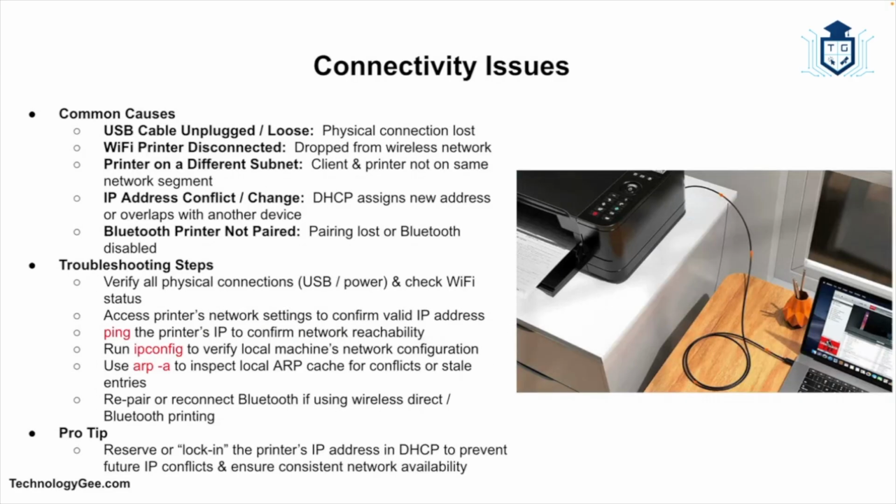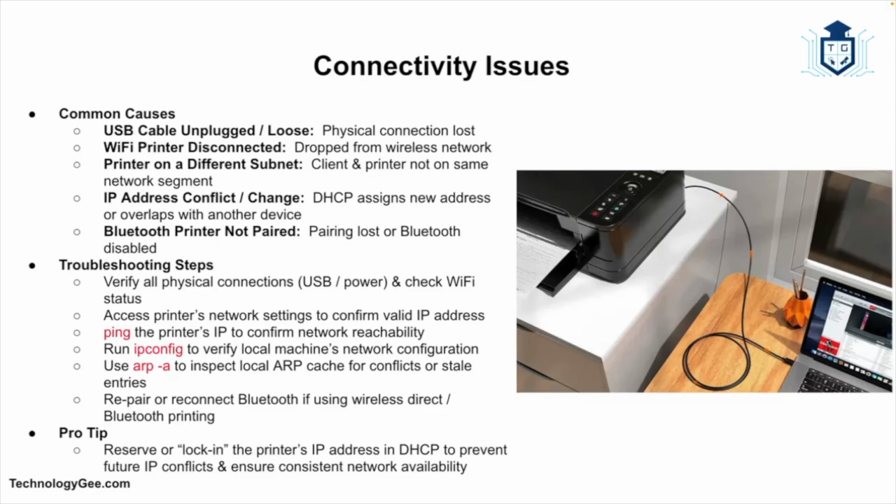You also have connectivity issues. So you hit print and the printer might as well be on Mars because nothing is happening. Now, what can cause these types of issues? Well, you can have a USB cable that is unplugged. Your Wi-Fi printer could be disconnected from the network. The printer might not be appearing on the same subnet. You can have an IP address conflict or change. Or you can have a Bluetooth printer that is not paired.